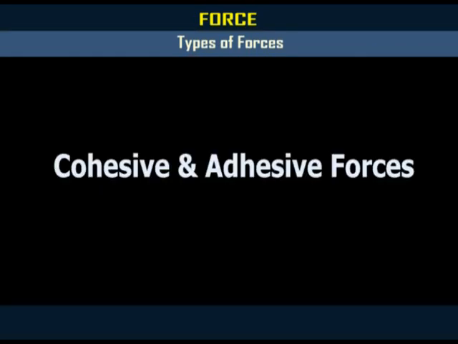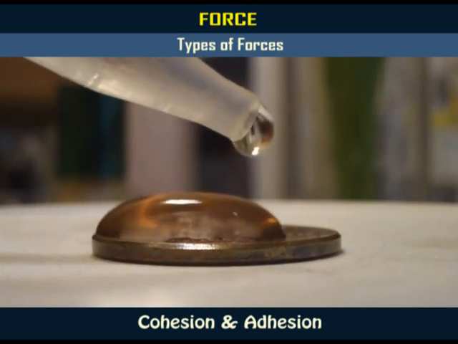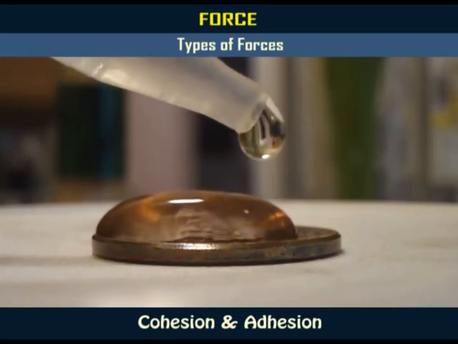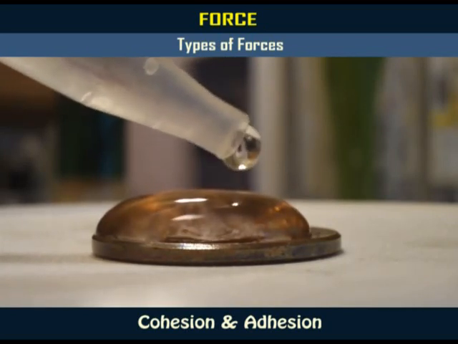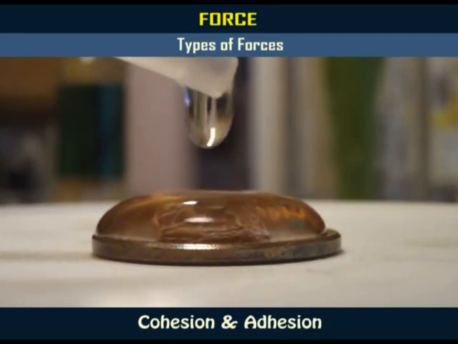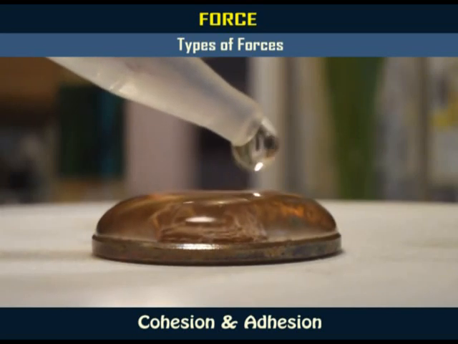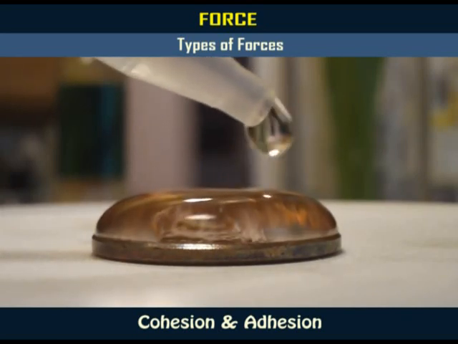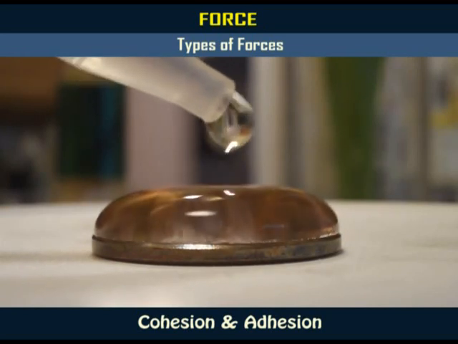Next, cohesive and adhesive forces. Consider this demonstration in which drops of water are placed one after the other on the surface of a metallic coin. Evidently, there must be a force that is holding the water together and also on the surface of the coin. The force holding the water together is called cohesive, while the one holding the water onto the surface of the coin is called adhesive.